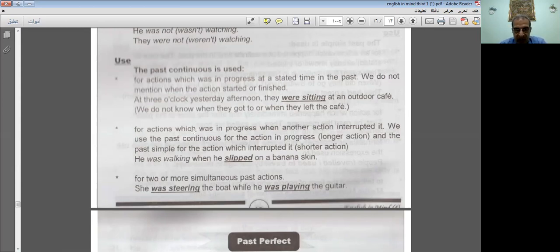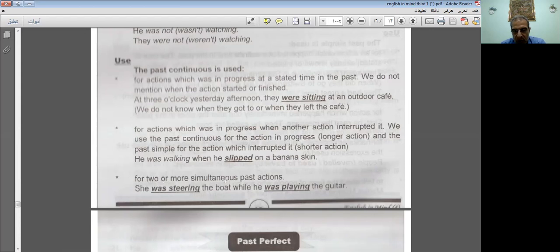It is also used for actions which were in progress when another action interrupted them. Be careful. We use the past continuous for the action in progress, the longer action, and the past simple for the action which interrupted, the shorter action. So here we have the example: He was walking when he slipped on a banana skin. Be careful while you are walking.